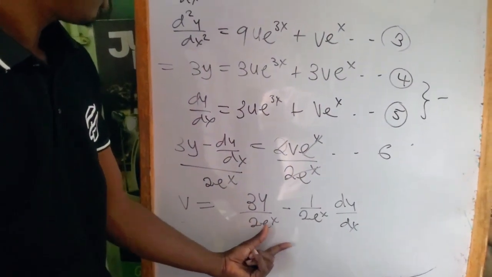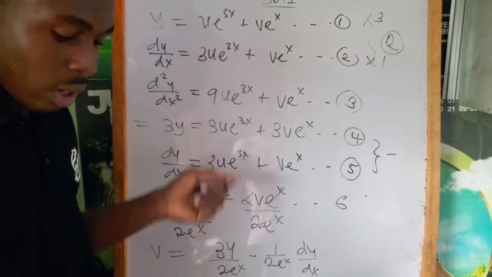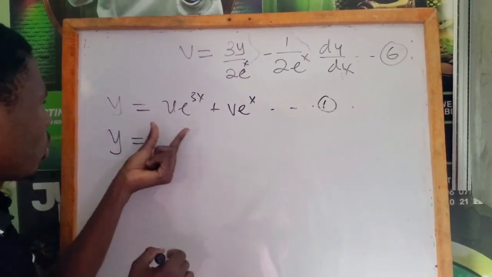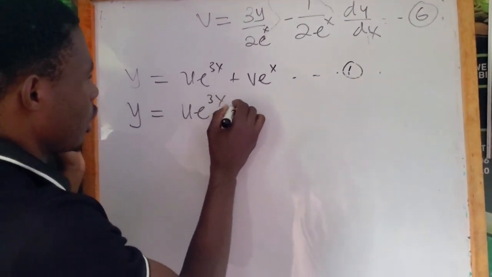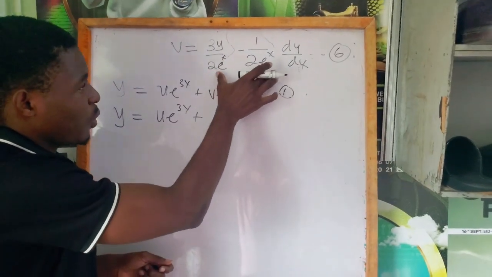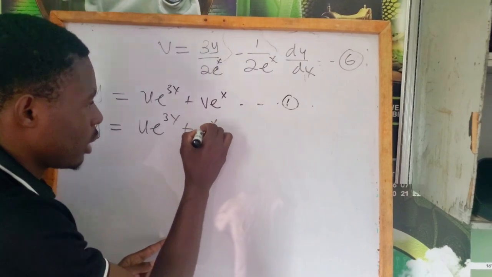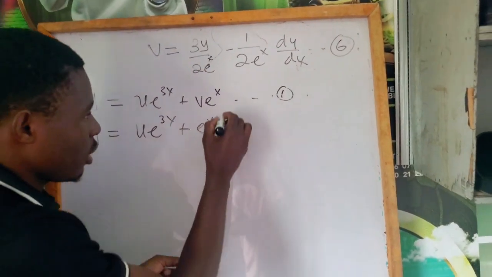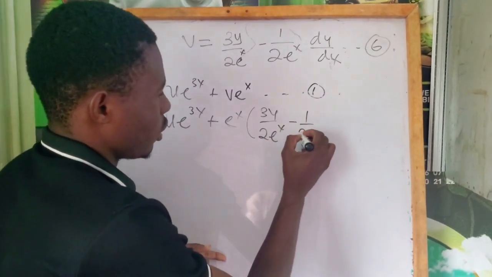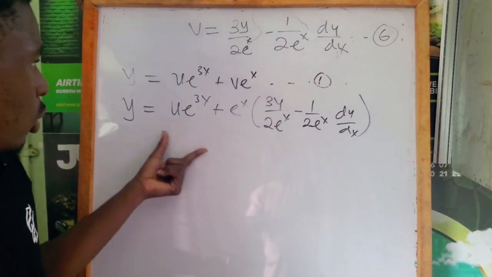Now I will take the value of v and put it back into equation 1 so that I can find the value of u. All right, let's do that. So y is equal to u e to the 3x plus v e to the x. Now v is the whole of this, so we are going to put the value of v into here. We put e to the x outside like this, and then we put the value of v into the bracket: 3y over 2e to the x minus 1 all over 2e to the x times dy/dx. All right, so let us open the bracket.